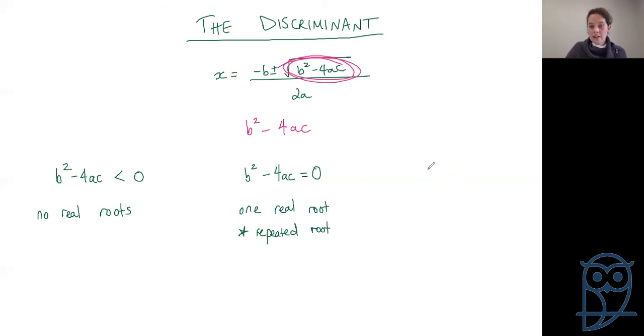Our last option would be b squared minus 4ac is greater than 0. So now we're going minus b plus a number, or minus b minus a number. So it's going to change our answer. So in this case, we're going to get two different answers to our equation. And so we can say we have two real roots. And these ones we can say are distinct roots.